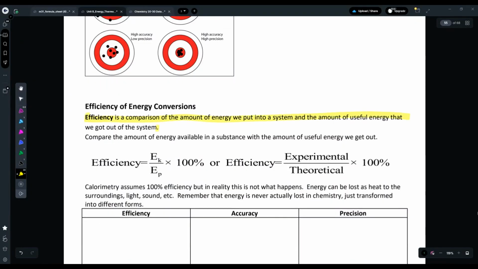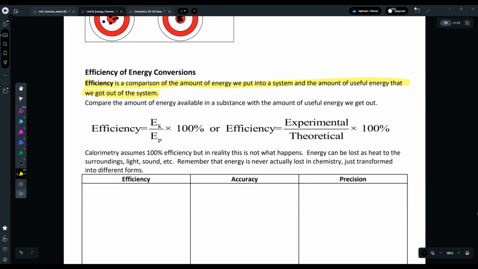So you should know what efficiency of a system is. Another way to say this is that for efficiency, we're comparing the amount of energy available in a substance with the amount of useful energy that we can get out of that substance.